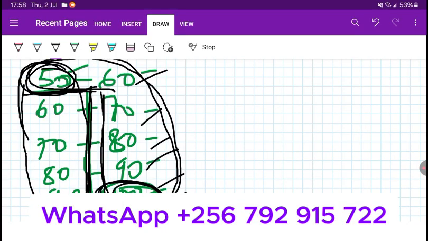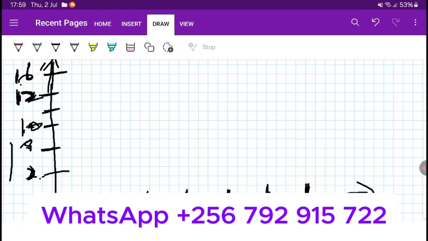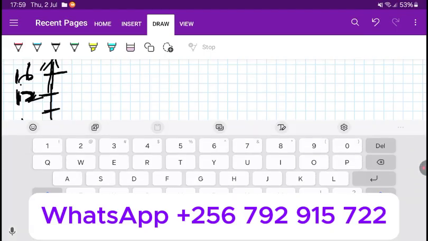We take these, and we have included this 100 just to show that in the next class, this number is inclusive. It's like we have picked the next class. That's what I wanted to highlight. So let's draw our chart.